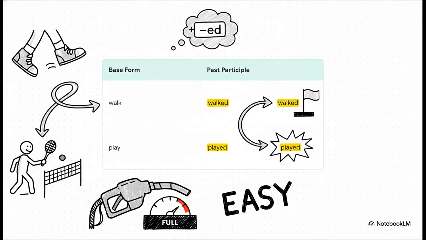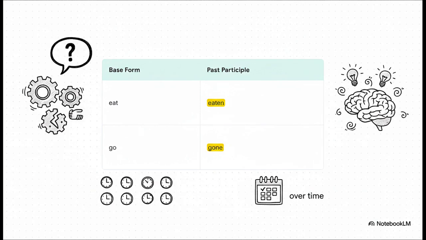The easy fuel, that's our regular verbs. For most of these, the past participle is exactly the same as the simple past tense. You just add ed to the end. So walk becomes walked, play becomes played. Easy peasy. And then you've got the tricky ones, the irregular verbs.